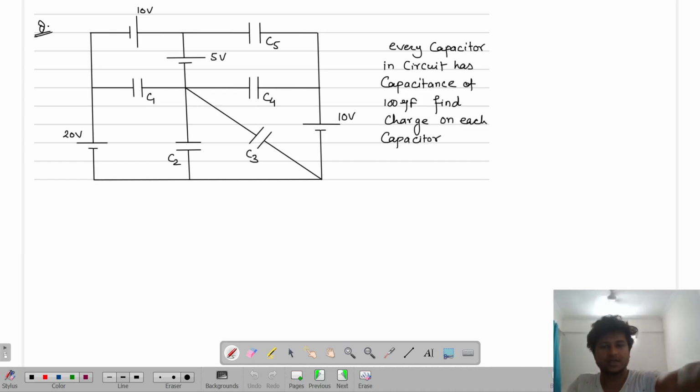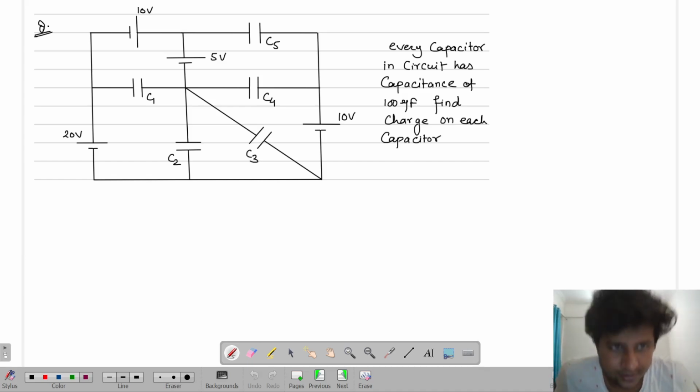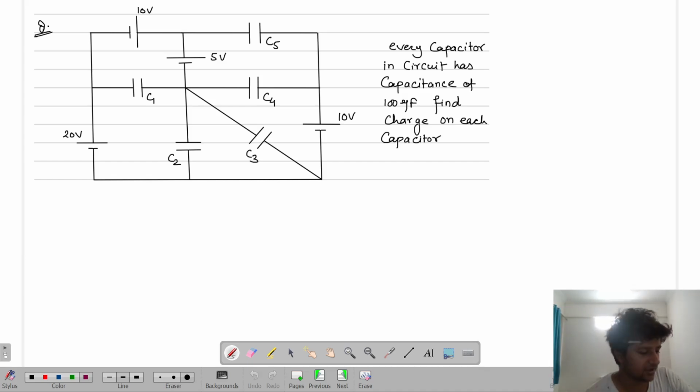Okay, you might feel stuck in this question, isn't it? Does it look quite tough? Achha, there is a trick to solve this kind of question.